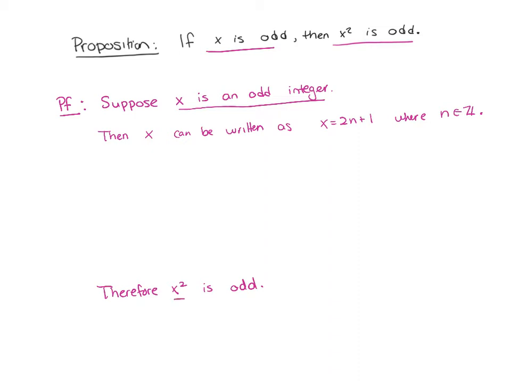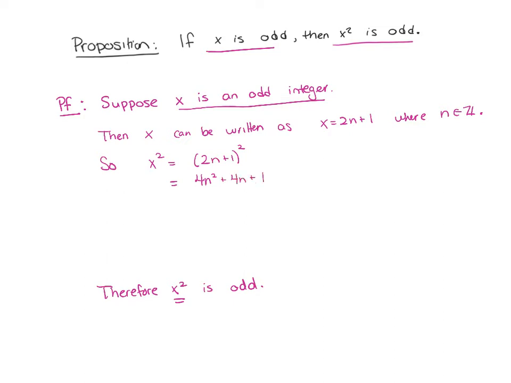Now I want to be able to say something about x squared. So let's go ahead and say what x squared is going to be. So x squared is equal to (2n plus 1) squared. We use a nice display equation here, so I'm going to line up those equal signs with each other. And then I can multiply this out: 4n squared plus 4n plus 1.